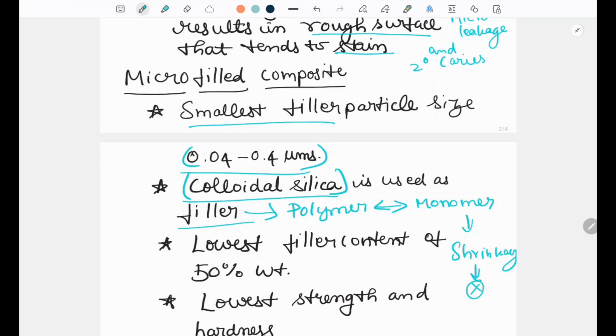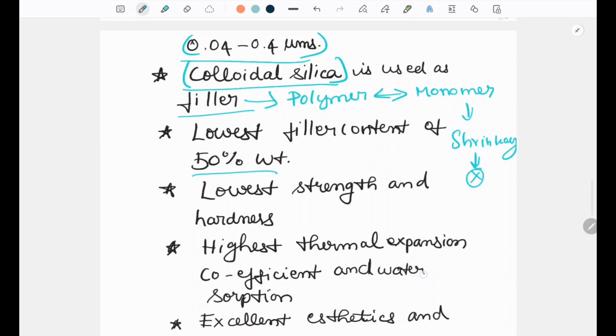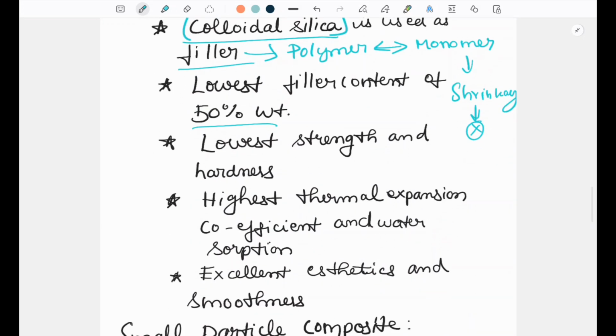These microfilled composites have the lowest filler content, 50% by weight. Due to that, they have the lowest strength and hardness. This is why I told you that this is not good for use. At the same time, they have in fact the highest thermal expansion coefficient, and they have high water sorption. So you may ask me why water sorption becomes a problem. Water sorption is absolutely a problem because composite requires the highest level of isolation.